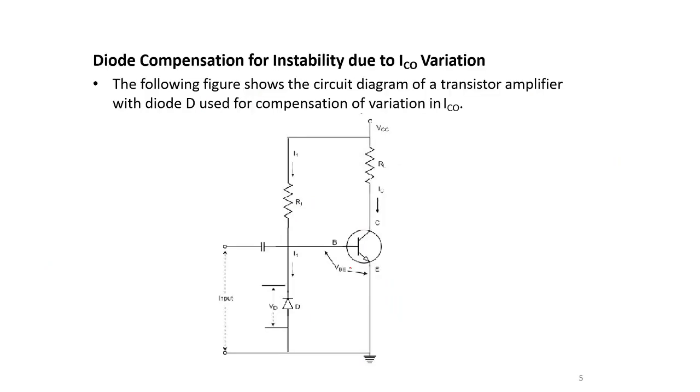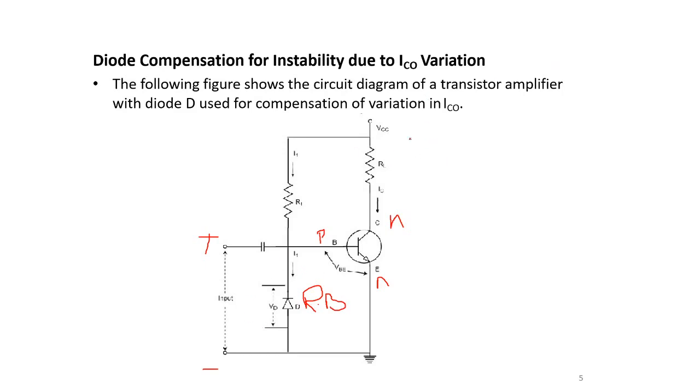So next one, we have to concentrate on the compensation with respect to variation of ICO. If you observe in this case, the diode has been placed in the circuit, and this is an NPN transistor. In order to make it forward, the supply here is positive and negative. What happens to the diode? It has been reverse biased, since we have to do the compensation for ICO. We are placing the diode in reverse bias.